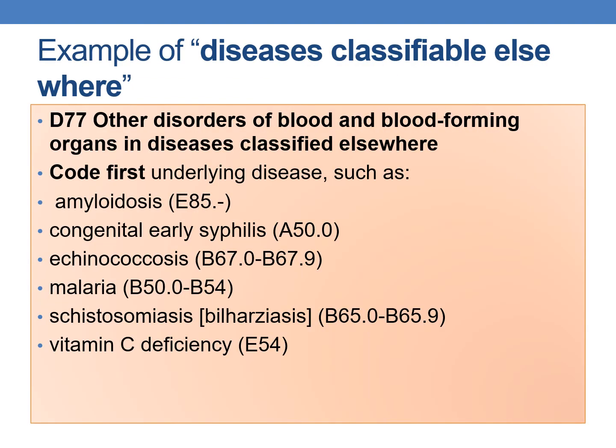One more example for diseases classifiable elsewhere is D77, other disorders of blood and blood forming organs in diseases classified elsewhere. This is also a manifestation code. Under this you can find the code first convention, which indicates code first the underlying disease such as amyloidosis, congenital early syphilis, malaria, vitamin C deficiency, etc.